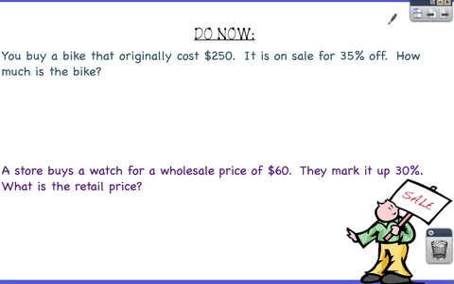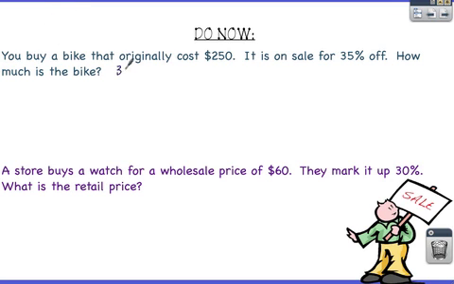You buy a bike that originally cost $250. It is on sale for 35% off. How much is the bike? Well, first, we need to figure out how much the discount actually is. In other words, what is 35% of $250? Once I know what 35% of $250 is, we can subtract that amount from the original cost of $250 in order to find the sale price.